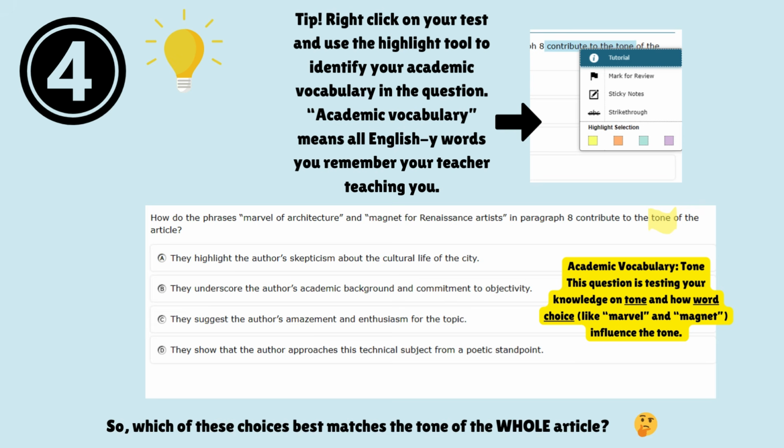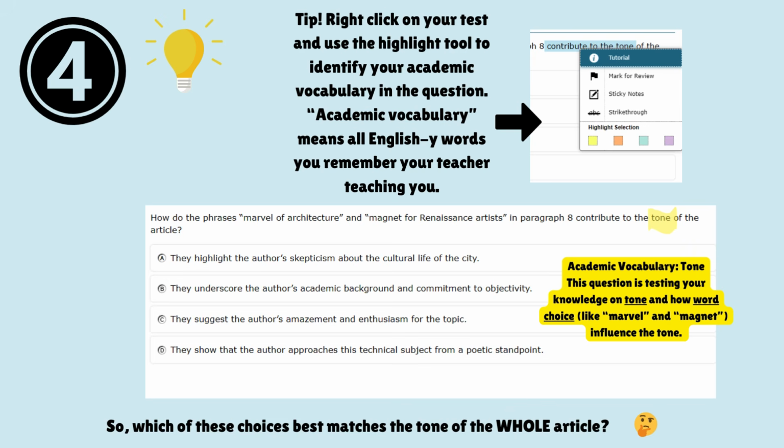So how did the phrases marvel of architecture and magnet for Renaissance arts in paragraph 8 contribute to the tone of the article? A, they highlight the author's skepticism about the cultural life of the city. B, they underscore the author's academic background and commitment to objectivity. C, they suggest the author's amazement and enthusiasm for the topic. D, they show that the author approaches this technical subject from a poetic standpoint.